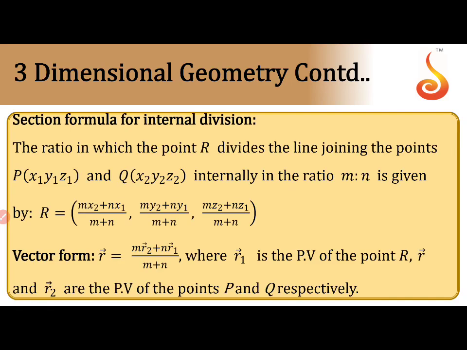Next, section formula, same as what you did for vectors: m b bar plus n a bar by m plus n for internal division, m b bar minus n a bar by m minus n for external division. So here in 3-dimensional geometry: m x2 plus n x1 by m plus n, m y2 plus n y1 by m plus n, m z2 plus n z1 by m plus n, for the coordinates of the point which divides the line joining the points in the ratio m is to n internally. For externally, both minus will come here. This is vector form, already we discussed. This is called Cartesian form.